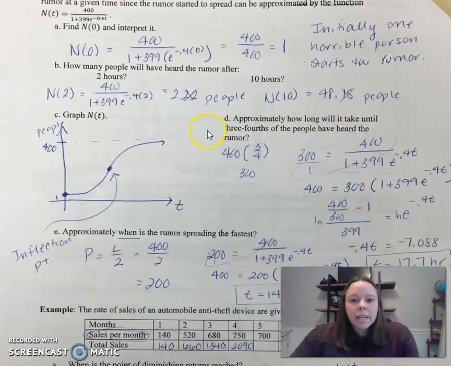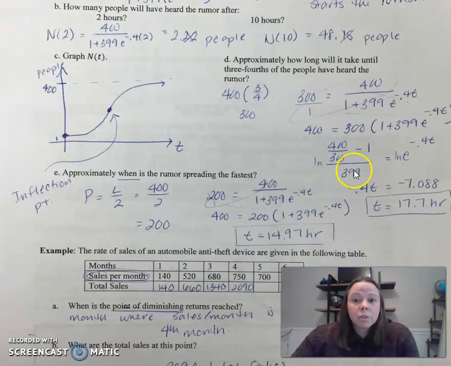Approximately how long will it take 3/4 of the people to have heard the rumor? So I multiplied 400 by 3/4, set that equal. And then here's where you're going to have to use some algebra skills. So I cross multiplied, and then you've just got to get that t by itself. So divide by 300, subtract 1, divide by 399, so you can natural log both sides, then divide by negative 0.4, and there's your time. So you will have to be able to solve that algebraically.